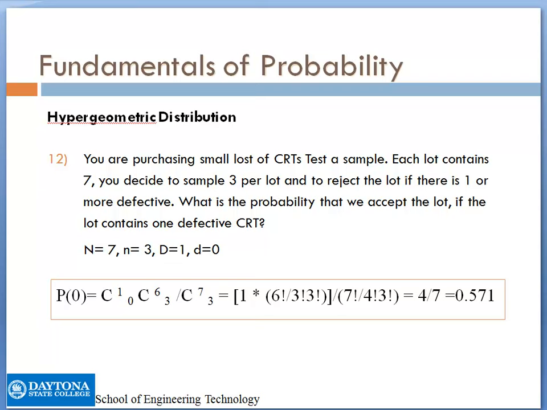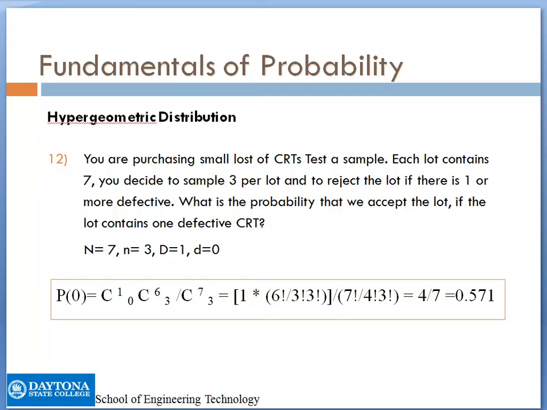Okay, and you also know what the population size and the sample size are. So for here, the population size is 7. You know that your sample size is 3. You know that the d will be 1 because that's what it will take to reject the lot. And d is equal to 0. And small d is the number of non-conforming units in the sample. And capital D will be the number of non-conforming units in the lot.